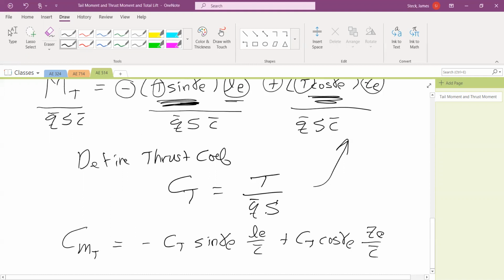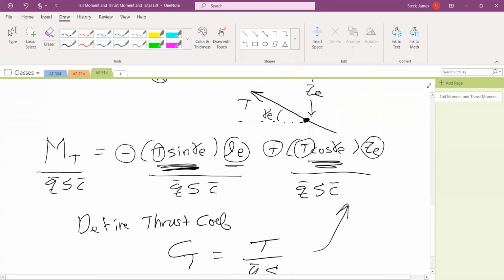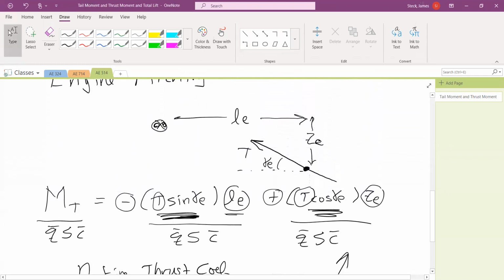And with all these formulas, when we're done, you can look at this and say, okay, the moment is caused by a force times a moment arm. Force times a moment arm. Let's go back to our diagram here.